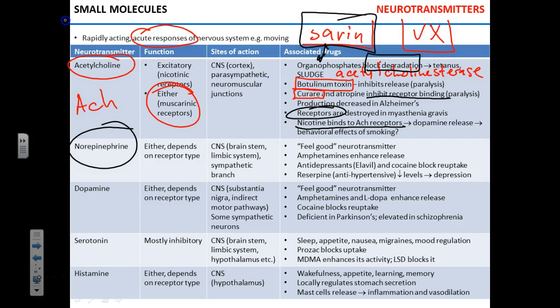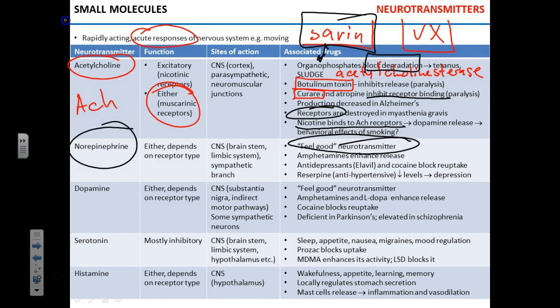It's also called a feel-good neurotransmitter. Amphetamines increase the release, and drugs like antidepressants and illegal drugs like cocaine prevent the uptake. So norepinephrine stays in the synaptic cleft for a longer time, therefore its effects are enhanced. Okay, so you feel better.